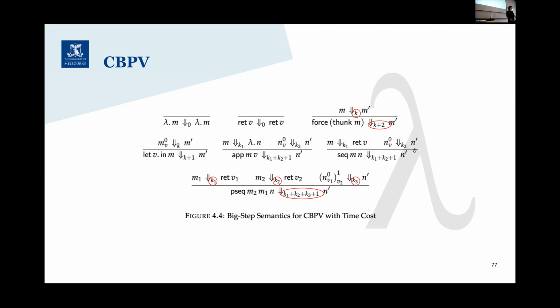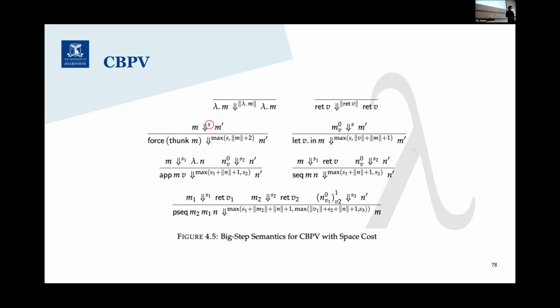And then for the space cost, still using the force thunk as an example here, we take the maximum intermediate term size. So in this case, it's either the biggest term that occurred during the evaluation from m to m prime, or it's the size of the original term with the force and thunk being there, which is why it's size of n plus 2.